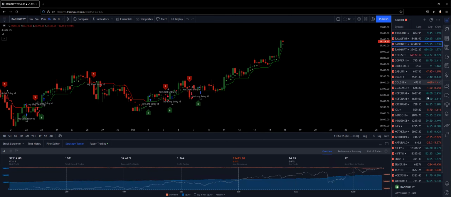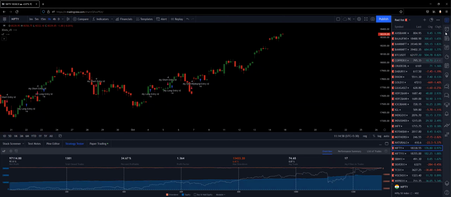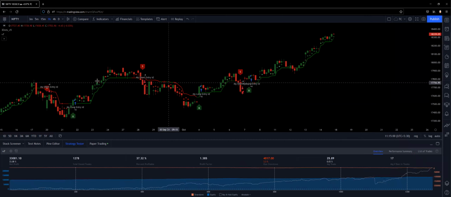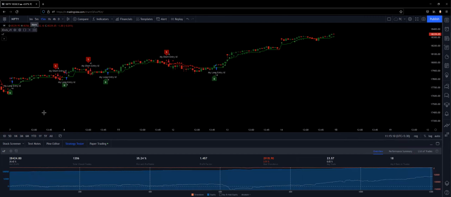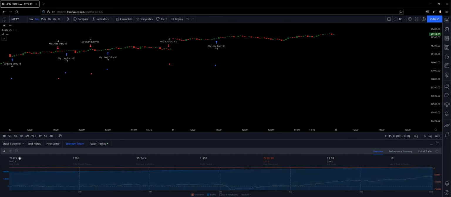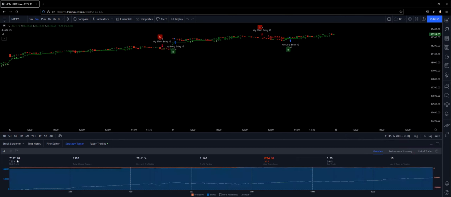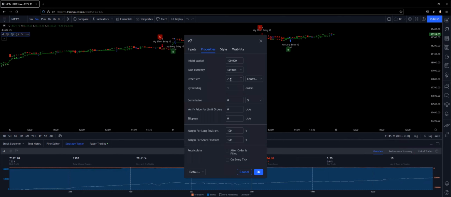Let me quickly put it for Nifty also. So Nifty, I'm just putting it. Nifty is giving 33% on 1 hour. If I give 15 minutes, it is giving 28%. If I give 5 minutes, it is giving somewhere around 7%, right?